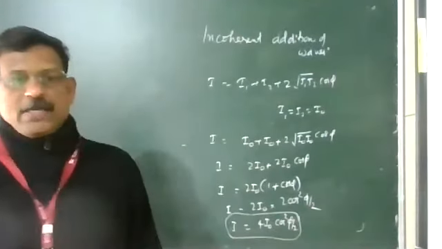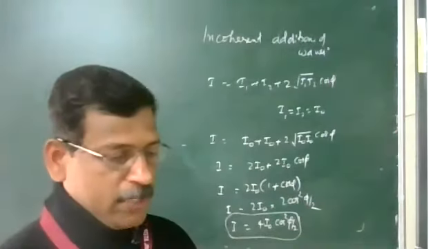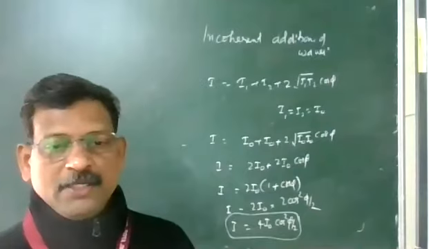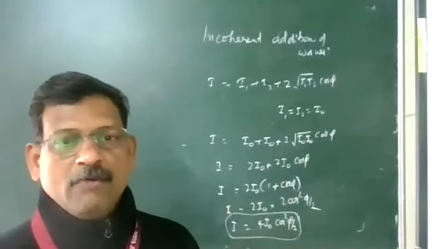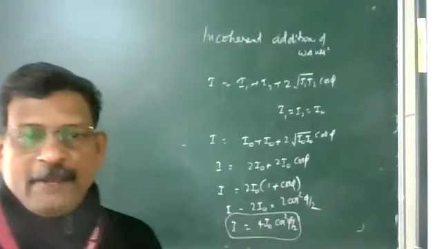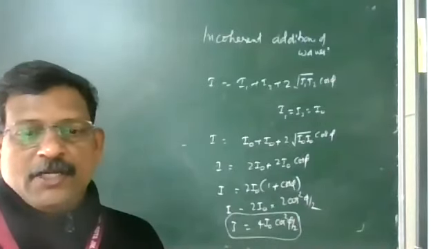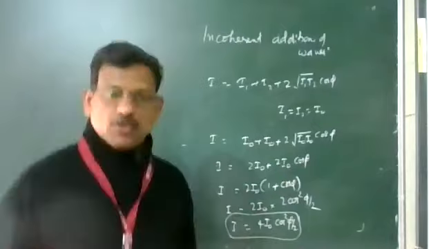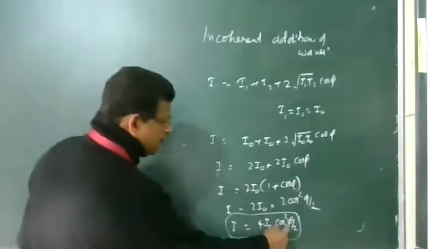So this is a special case. You have to remember this: 4 I0 cos square phi by 2. The intensity, if you have taken I1 is equal to I2 is equal to I0. Now the next important point: if the phase difference is continuously changing in coherent sources, then phi will be changing.